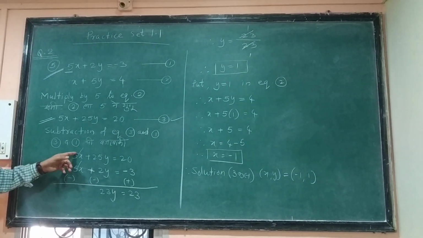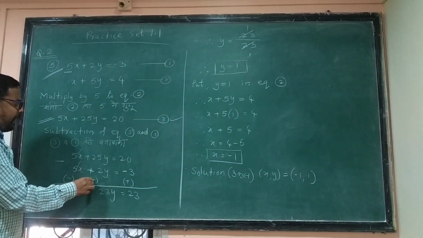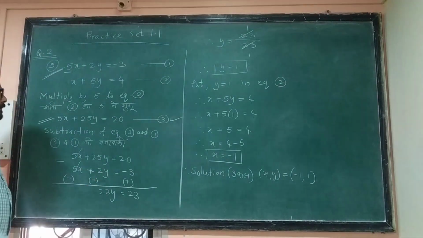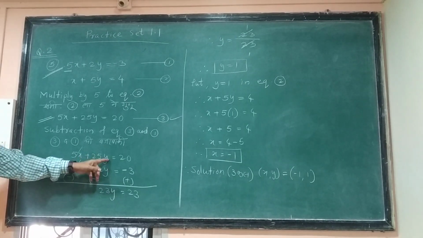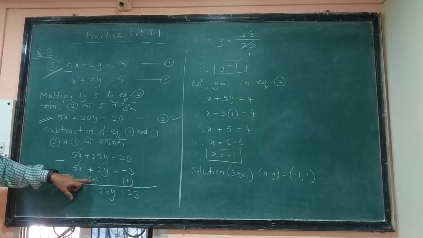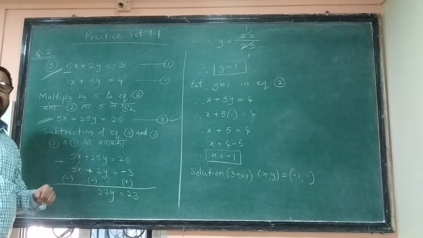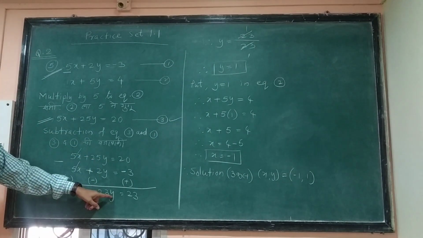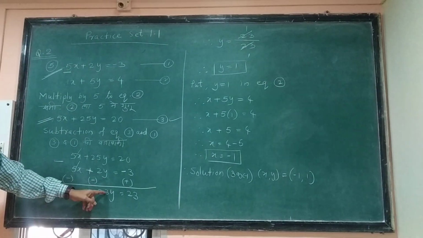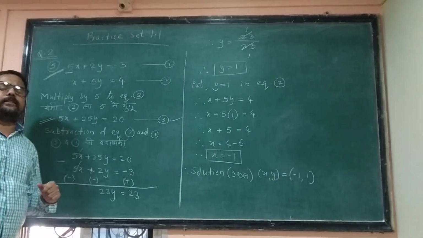Both are opposite numbers, they are cancelled. Here is 25y and here is minus 2y. You have to take the changed sign: plus 25y minus 2y. See, here is plus sign, here is minus sign. When the signs are different, we have to make the subtraction. Therefore, subtraction will be 23y, and the sign of the greater number is plus. That's why 23y is equal to 20 plus 3 is equal to 23.